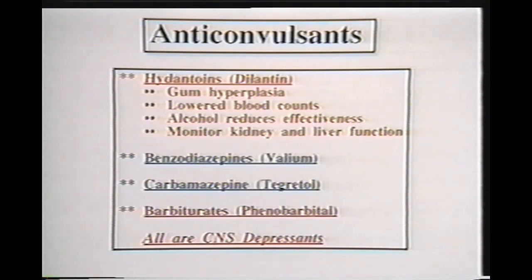Other categories of anticonvulsant drugs that we see are the benzodiazepines, so this is Valium. Carbamazepine, which is Tegretol. And then, of course, the barbiturates. And we just talked actually about those categories of drugs. Now, you want to remember that all of these are central nervous system depressants.